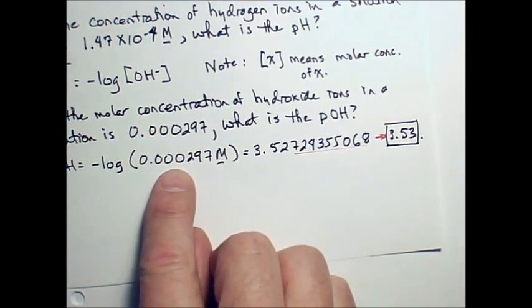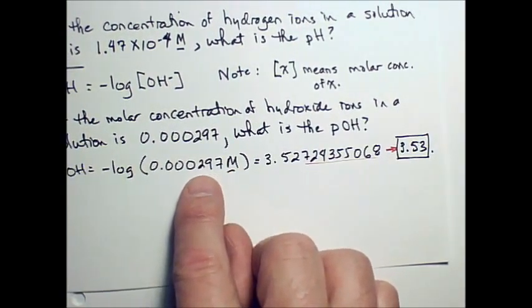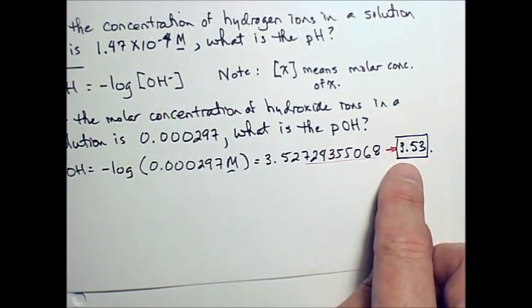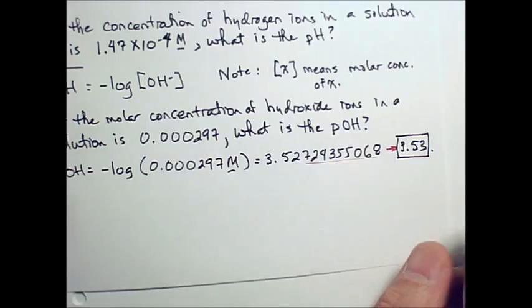Leading zeros are not significant. So you only got 3 significant digits. You need 3 significant digits in the final answer, so that's the answer you get. Okay? All right.